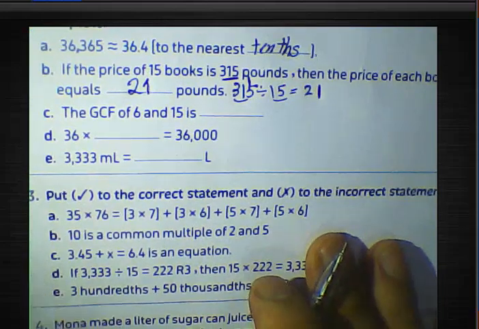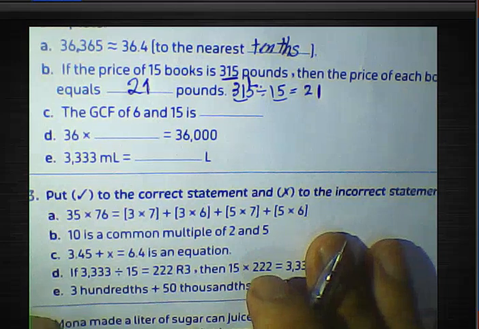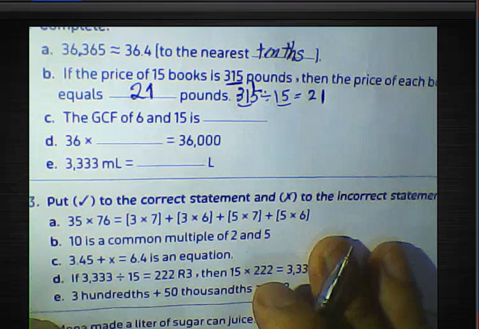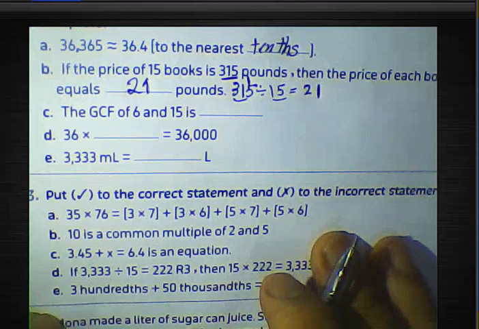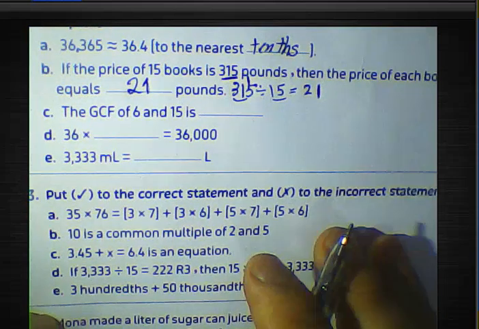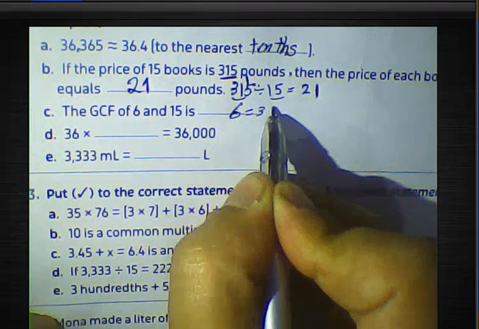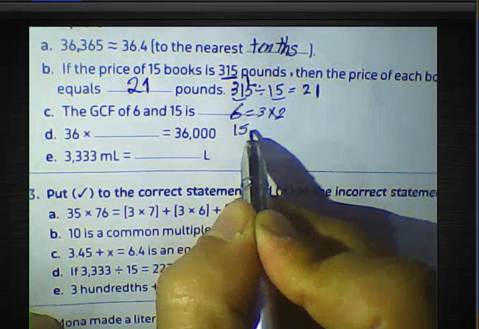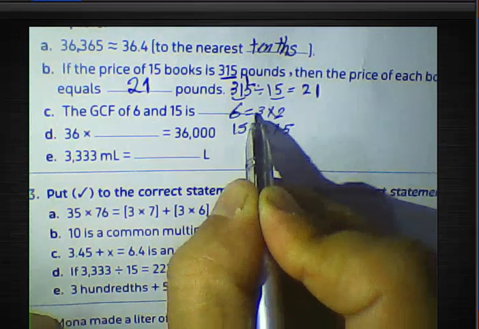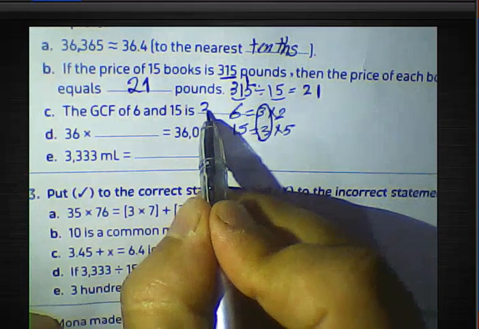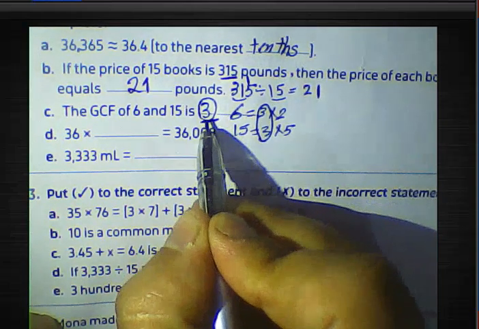The greatest common factor of 6 and 15 is space. We know the greatest common factor between them will be what? Will be 3, because 6 equals 3 times 2 and 15 equals 3 times 5. The greatest common factor between them will be 3. Okay, the result will be 3.